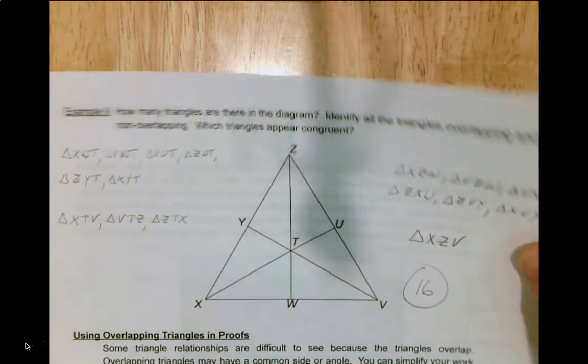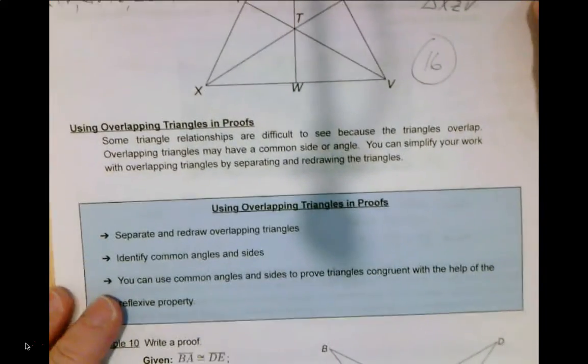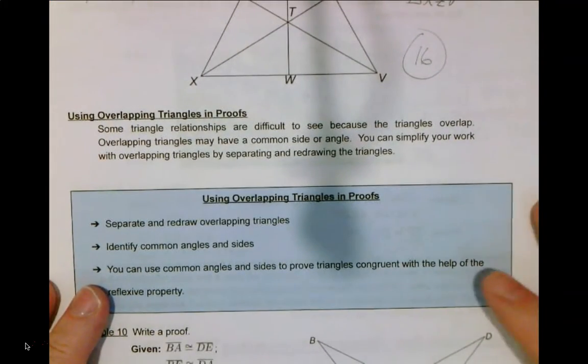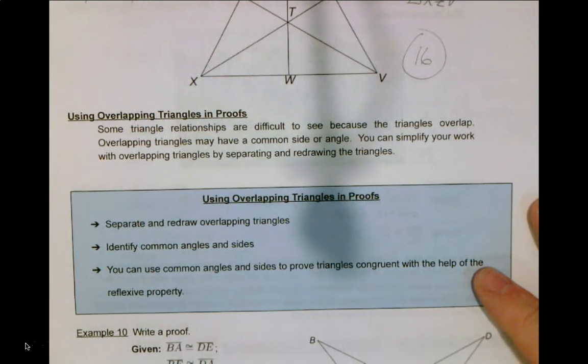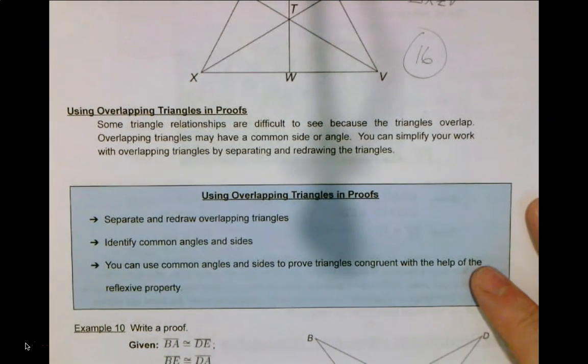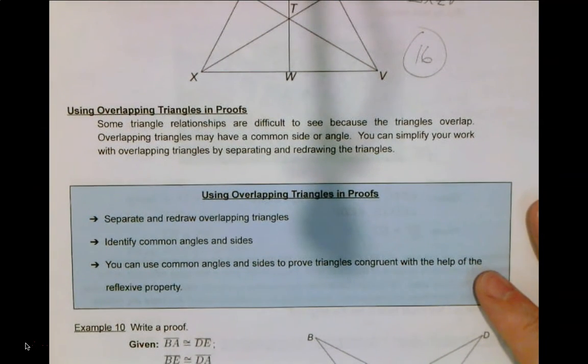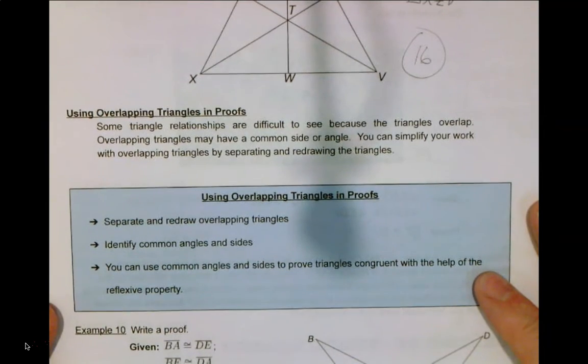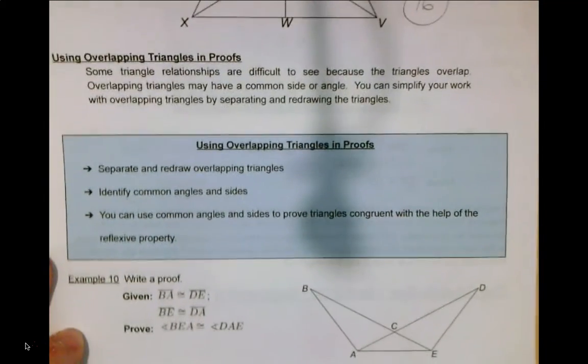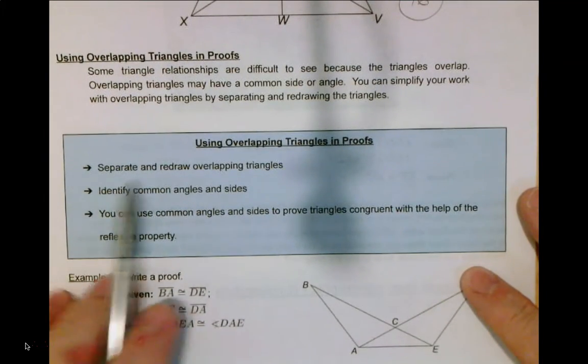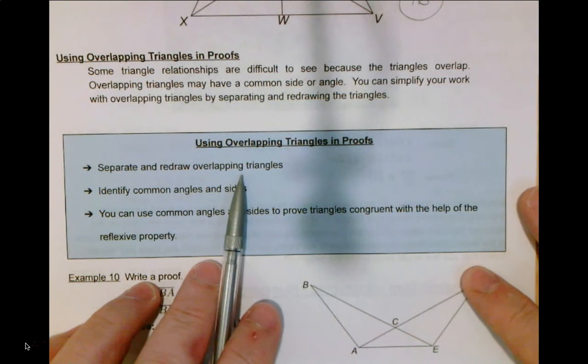So this leads us into using overlapping triangles in proofs. Some triangle relationships are difficult to see because the triangles overlap. Overlapping triangles may have a common side or angle. You can simply work with the overlapping triangles by separating and redrawing those diagrams. That is oftentimes a good piece of advice. It's not always going to work, but oftentimes it's going to help. So separate and redraw overlapping triangles.